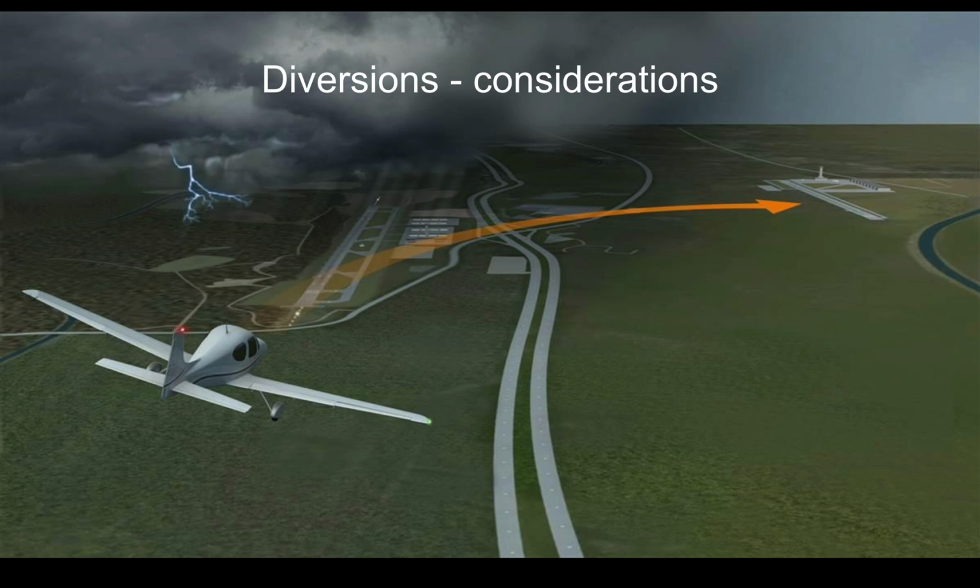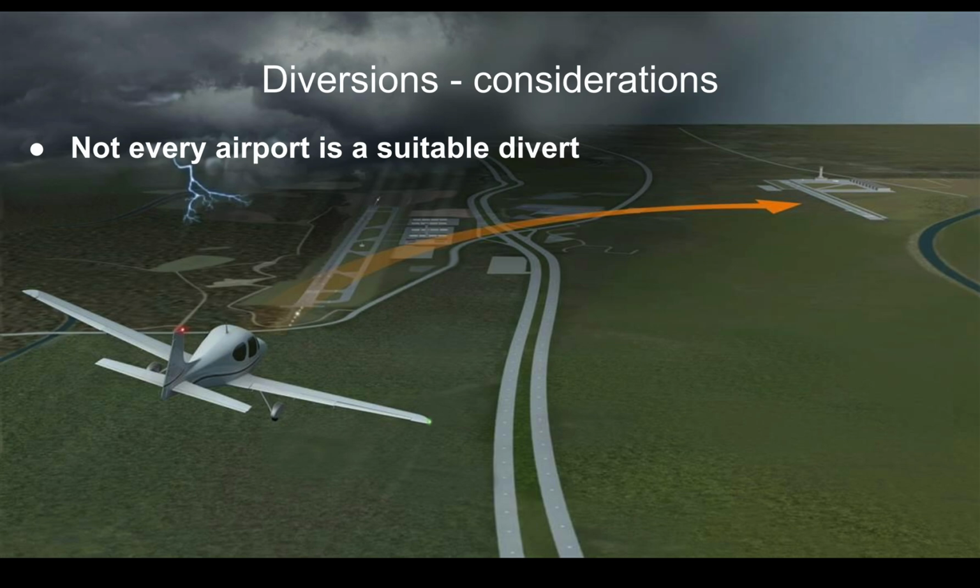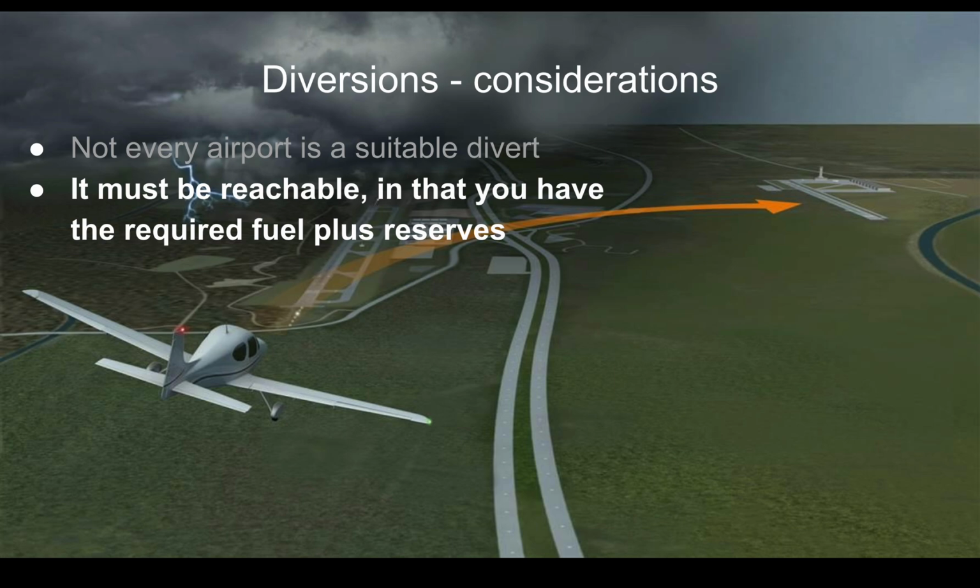Some things you want to consider when you divert: not every airport's a suitable divert, meaning, that airport is class B and I don't have a transponder, or whatever it is. You want to make sure it's suitable. It has to be reachable and you have to have the required fuel to get there.